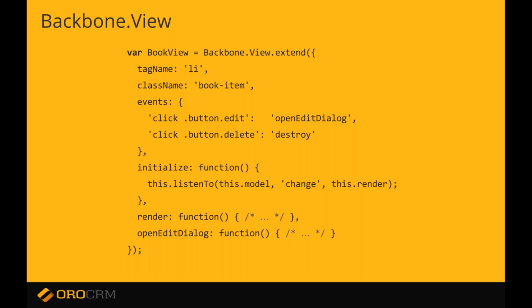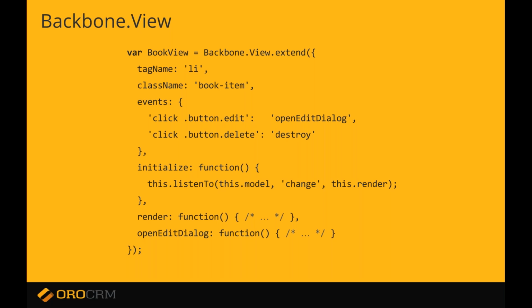First, I would like to show that we use listenTo, not this.model.on to subscribe to the event, but listenTo. It will help us once the book view gets destroyed. We don't need to unsubscribe from the model. Book view will be unsubscribed automatically.